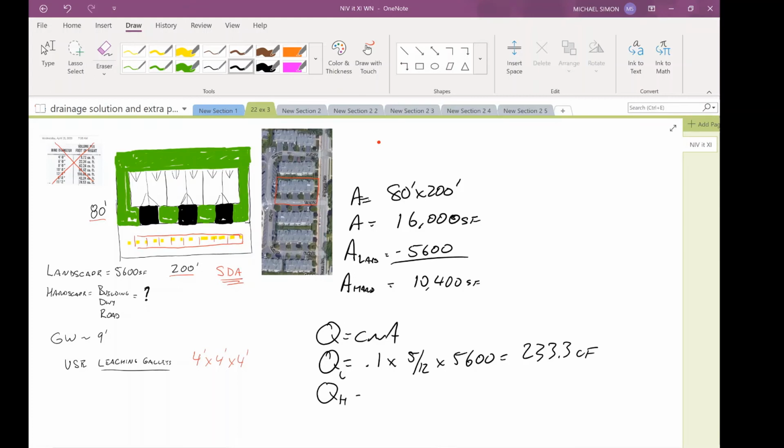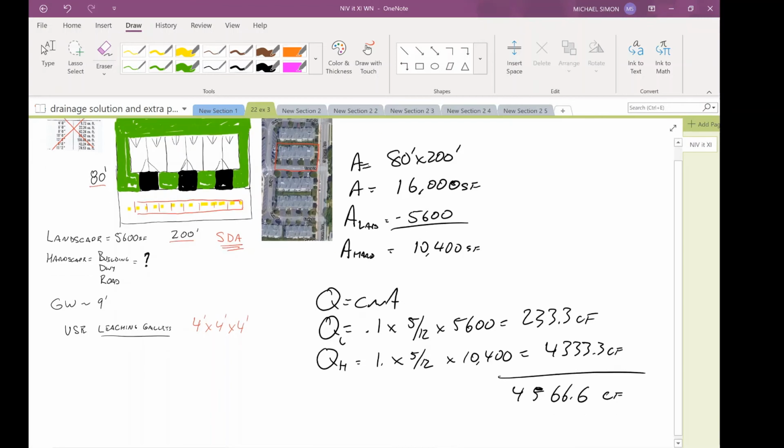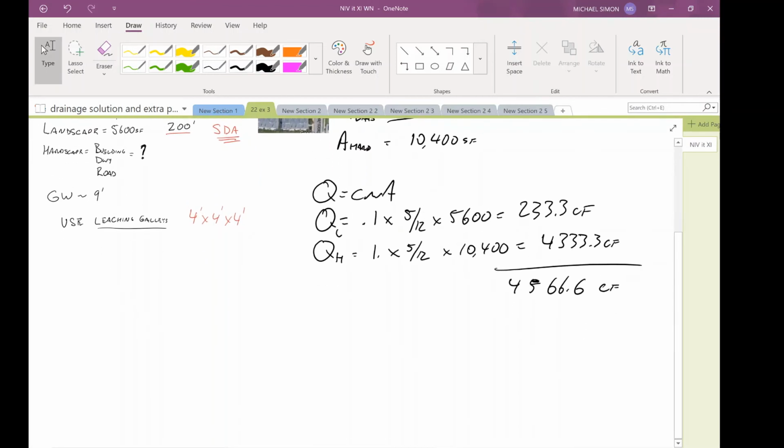Then I have Q, oh, that's for the landscaping. Q of the hardscaping would be 100% runoff times 5 over 12 times 10,400. 5 over 12 times 10,400 is 4333.3 cubic feet, which gives me a total volume of 233.3. We need to find storage for 4566.6 cubic feet.